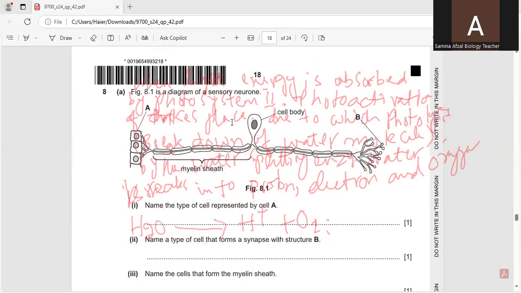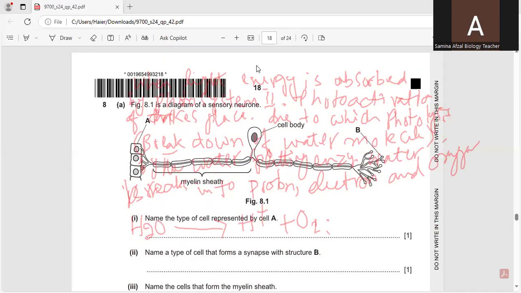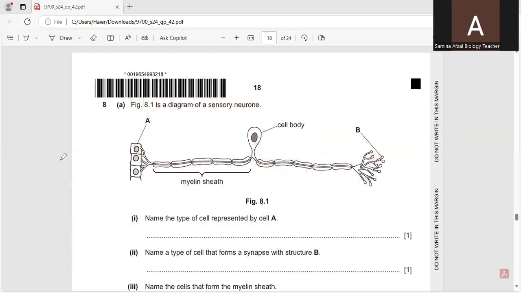Question number 8. Figure 8.1 is a diagram of a sensory neuron. Name the type of the cell represented by cell A. So you can see the movement of the nerve impulse will be in this direction. So in this direction, these A are the receptor cells. So they are the receptors.